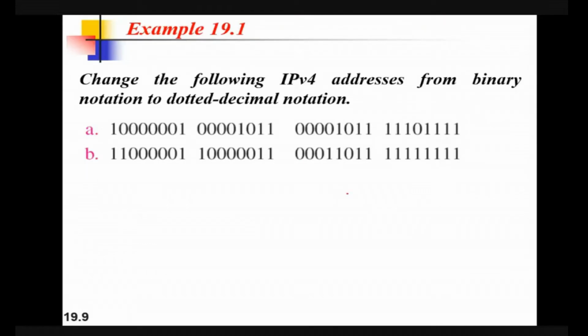Now let us try to solve some numericals based on this. Change the following IPv4 addresses from binary notation to dotted decimal notation. These are the binary notations given to us, and we want to convert them into dotted decimal notation. To convert these numbers, there is a simple technique that you can use.